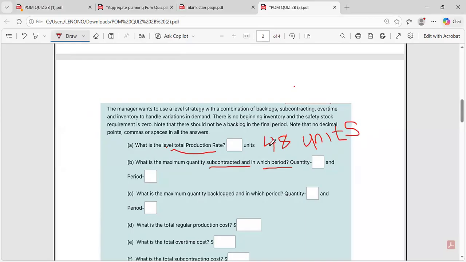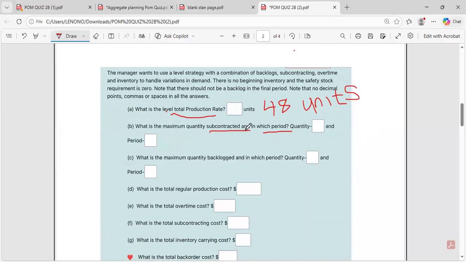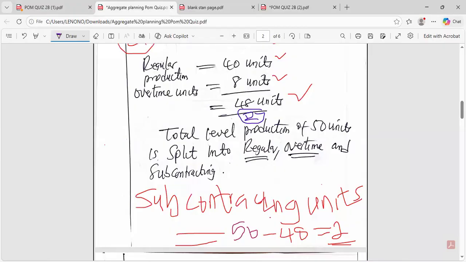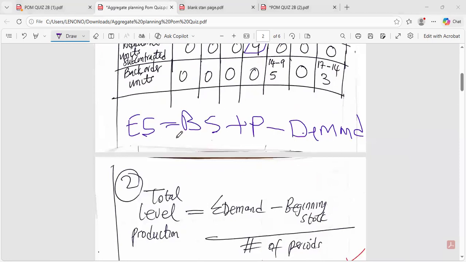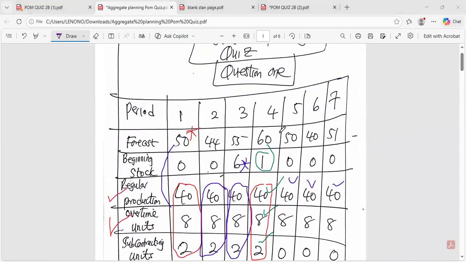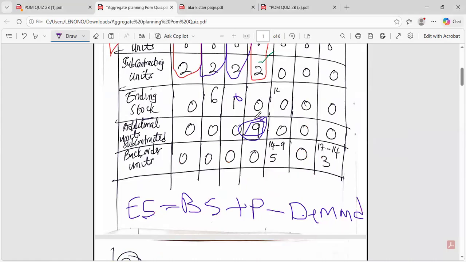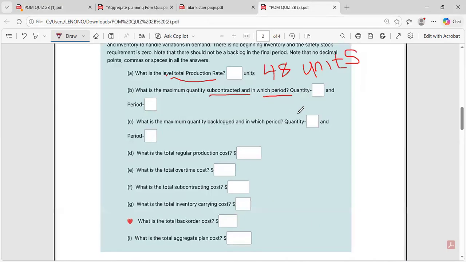Okay. So what's the maximum quantity subcontracted and in which period? The maximum quantity of units subcontracted was in period 4 for 9 units. So this was the quantity 9, the period 4. That answers part B.